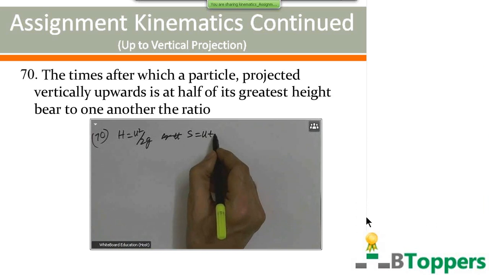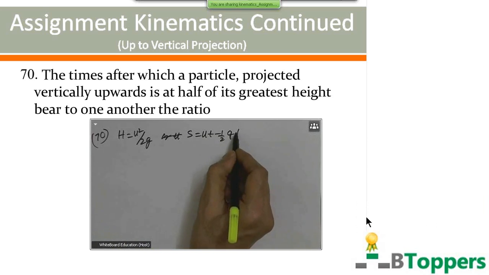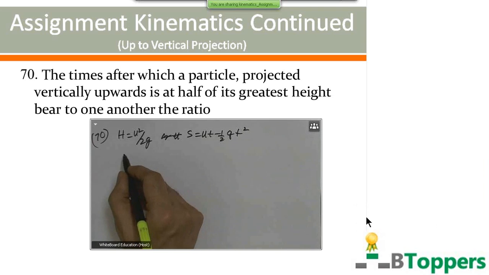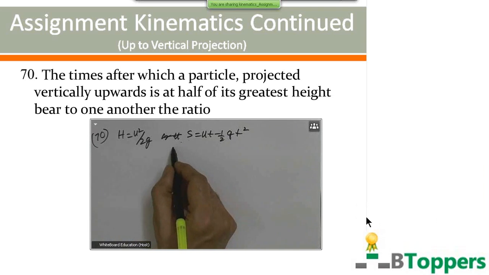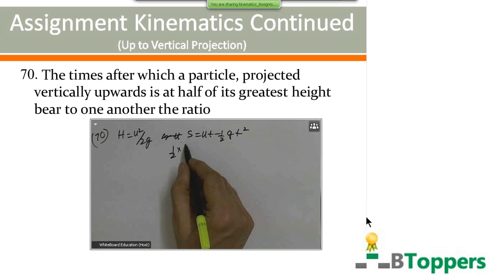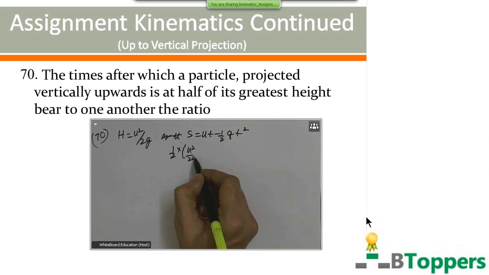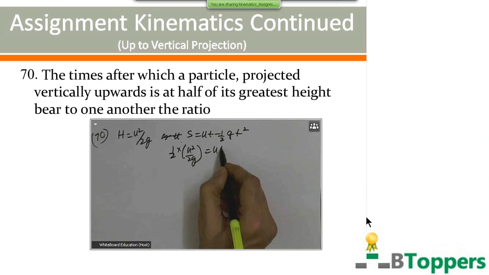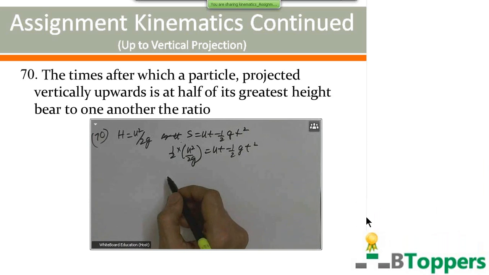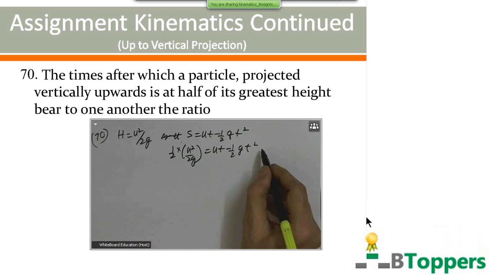For the body projected vertically upwards, you can write S equal to ut minus half gt². You have to find the ratio of the two times at which S becomes equal to half of the maximum height. That means S equal to H by 2, half of the maximum, which is half of u² by 2g. So multiply this equation by 4g.